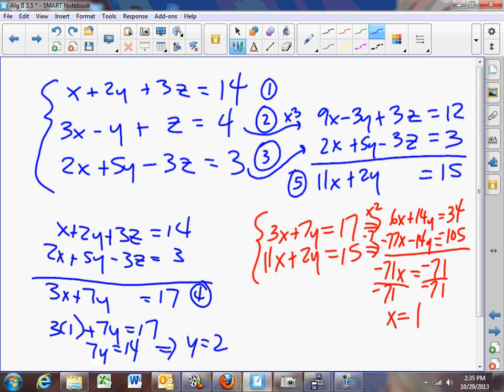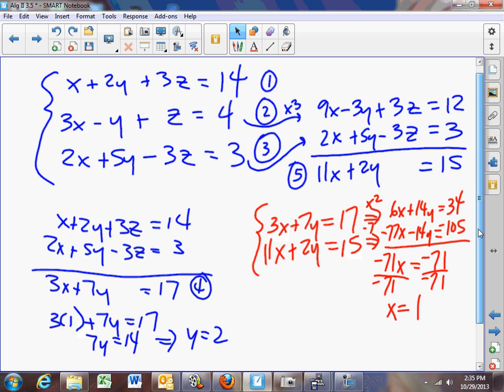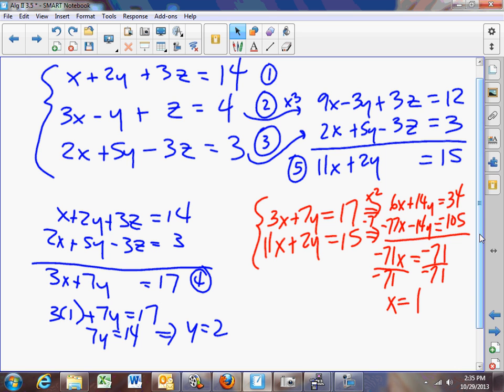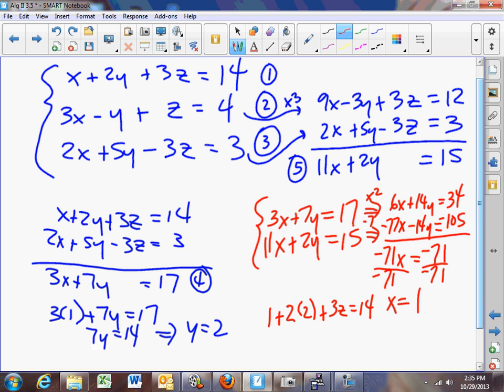Now, I'm going to put x and y back in an equation to find z. And we may as well use equation 1. So I get x, which we found to be 1, plus 2y, which we found to be 2, plus 3z equals 14. So 1 plus 4 is 5. 5 plus 3z equals 14. Subtract 5 from both sides. 3z equals 9, so z equals 3.